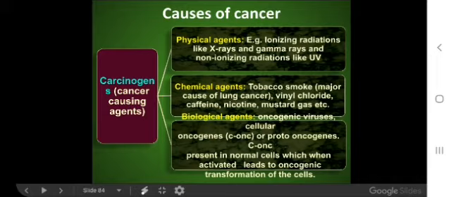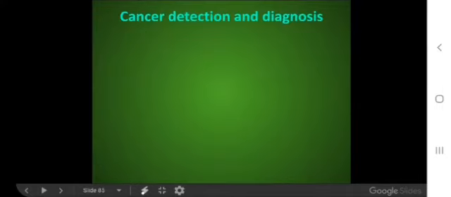There are oncogenic viruses which can cause cancer. There are certain oncogenes also present in the human body and in different animals. If they become activated, they form cancer. They mostly are present in normal cells, but sometimes they become activated and transformed into a cancerous cell. So these were the types.